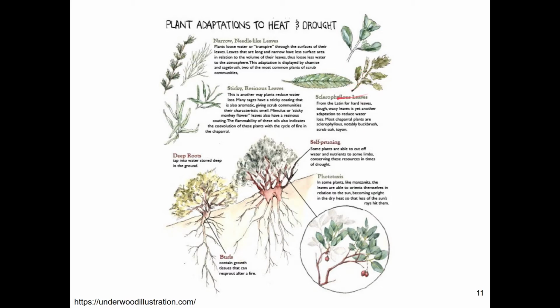Hard, waxy leaves. Very common in chaparral. Buckbrush, scrub oak, toyon. They have these really waxy coatings that help them preserve water and also help them burn for nutrient cycling. And I stole these from underwoodillustration.com.